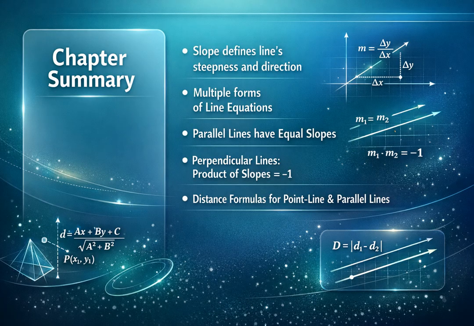In this chapter, we learned that slope defines a line's steepness and direction. We studied multiple forms of line equations: point-slope, two-point, slope-intercept, intercept, and general forms. Parallel lines have equal slopes, while perpendicular lines have slopes whose product is minus 1. We derived formulas for distance from a point to a line and between parallel lines.